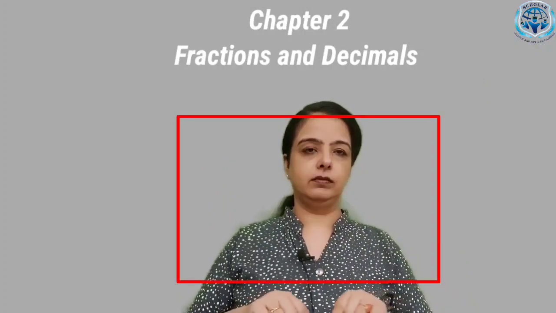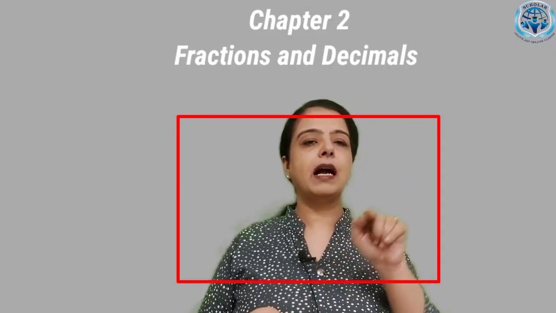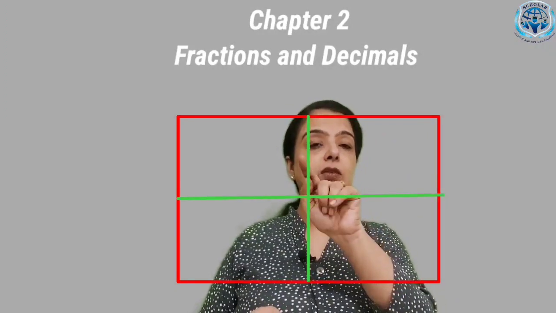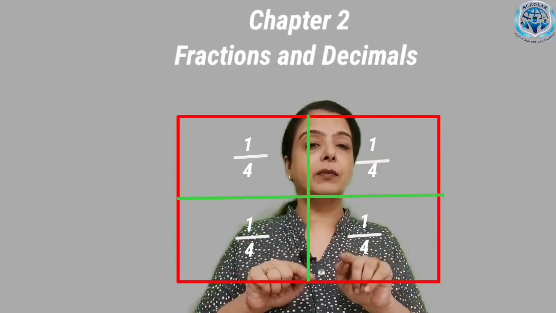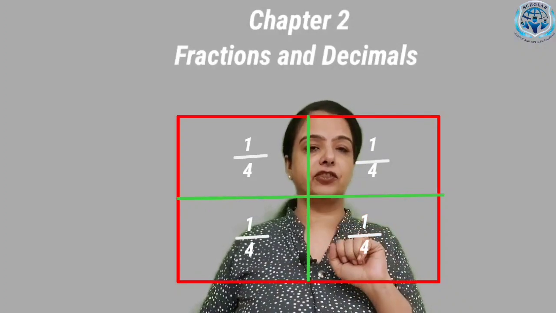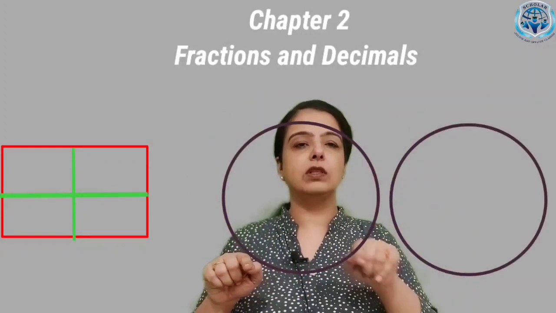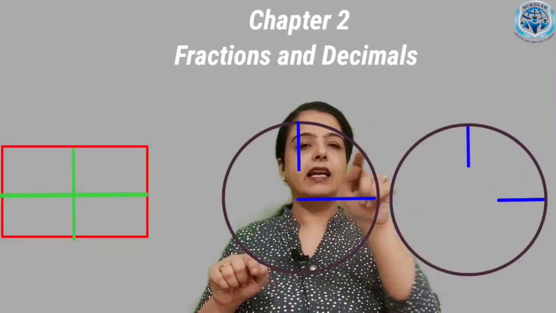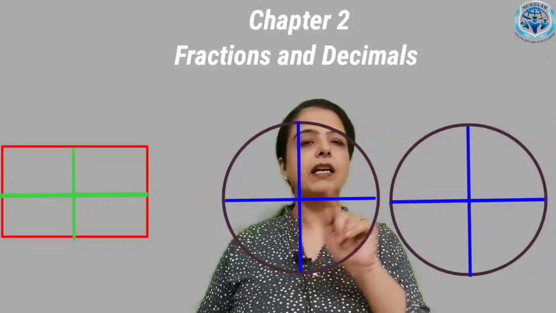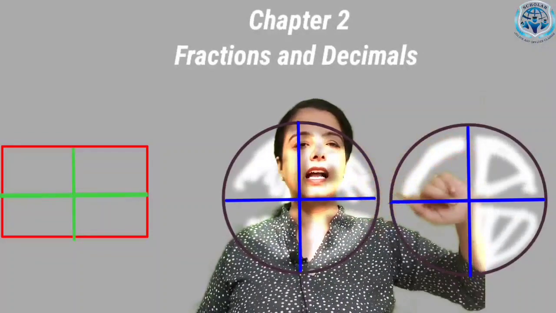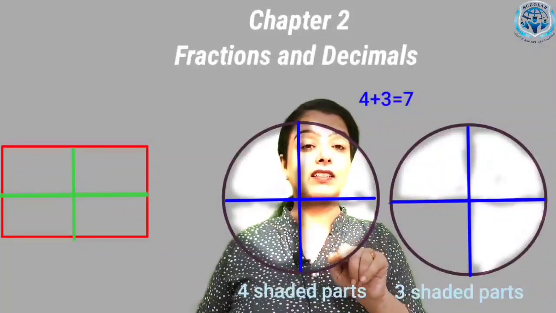Now this is a whole. A proper fraction is a part of the whole. If there are 4 parts in this whole, that means this part is 1 by 4, this part is 1 by 4, these 4 are 1 by 4. Now 1 by 4 is a proper fraction. Keep this aside. Now these are 2 wholes. I am dividing these 2 wholes in 4 parts each. These are 4 parts, these are 4 parts. I am shading. 4 plus 3 is 7 and total parts are 4.